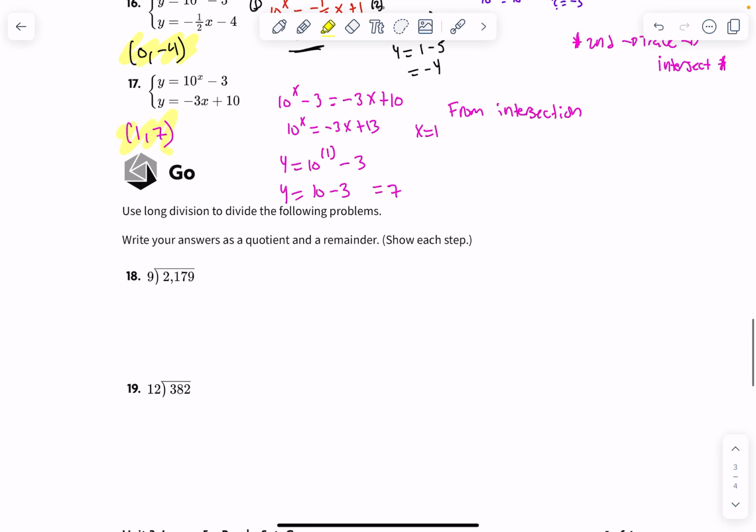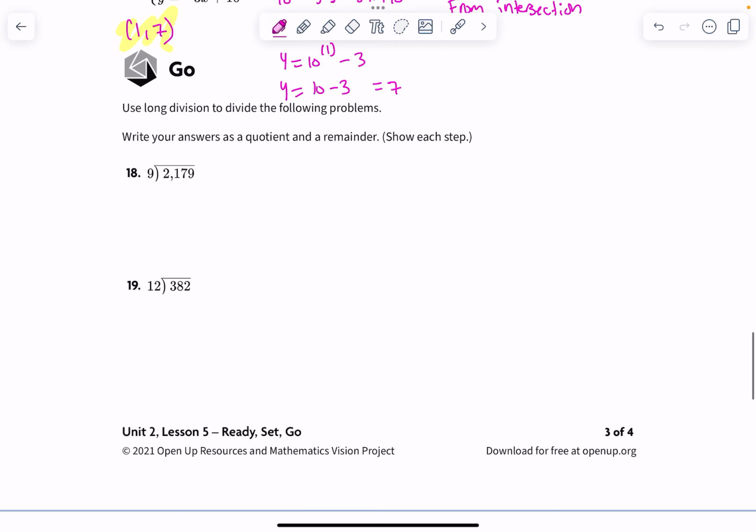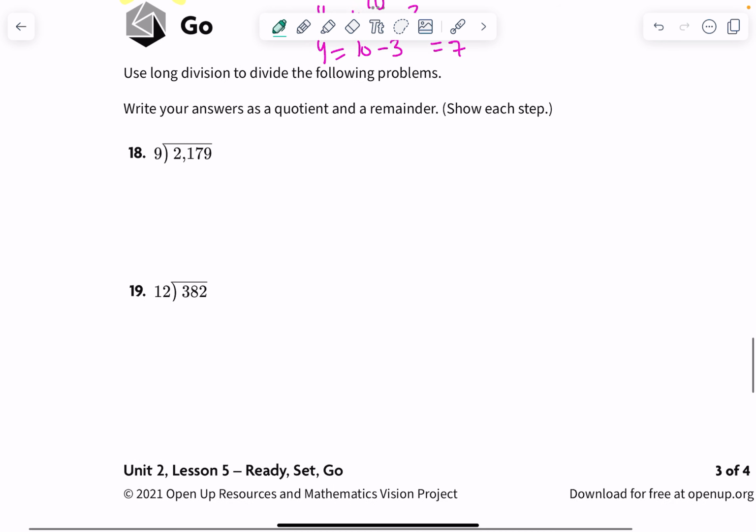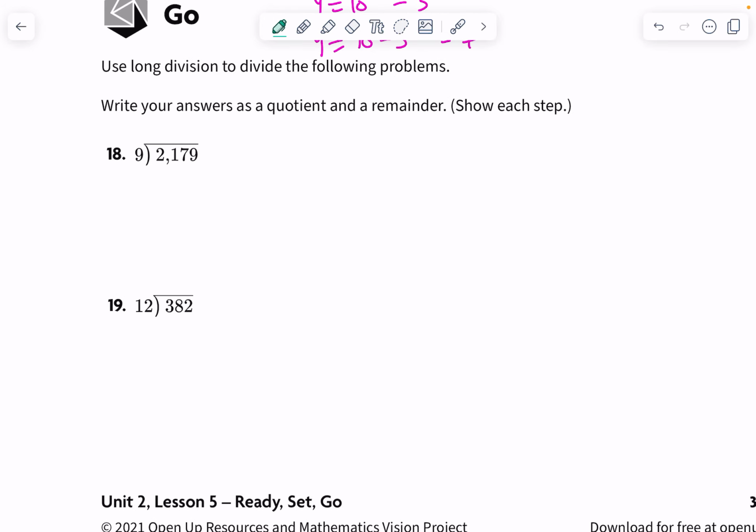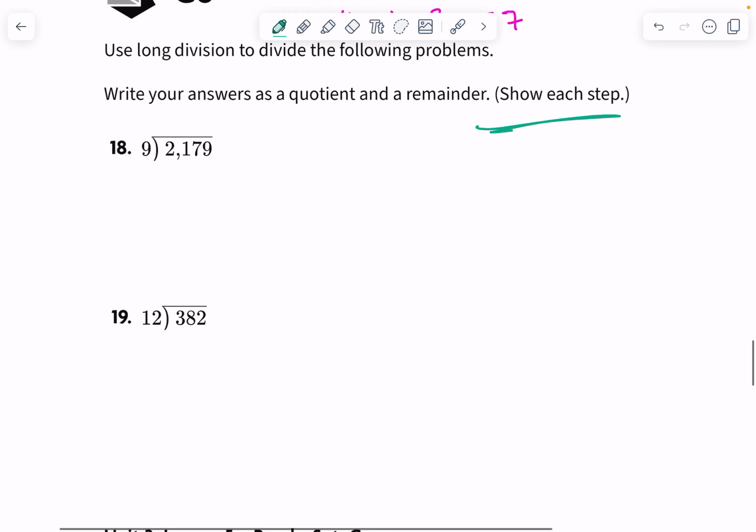Okay, cool. Now we are going into the Go section, right? So we should be pretty familiar with these. Use long division to divide the following problems. This is what we did earlier. Write your answers as a quotient and a remainder. Show each step. So we're going to show all of our work. That's important.